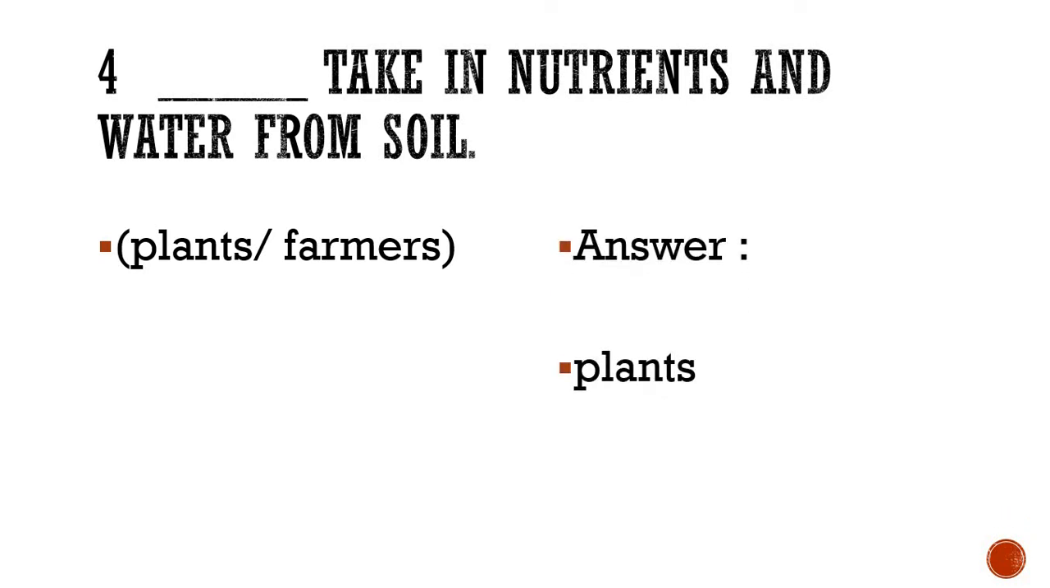Correct answer is plants. Please repeat this after me. Plants take in nutrients and water from soil. As simple as that. You know that soil provides water and nutrients to the plants if we sprinkle the water. So plants is the correct answer.